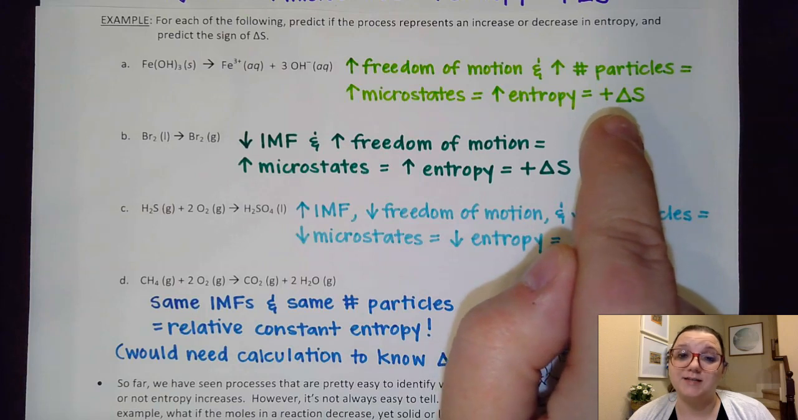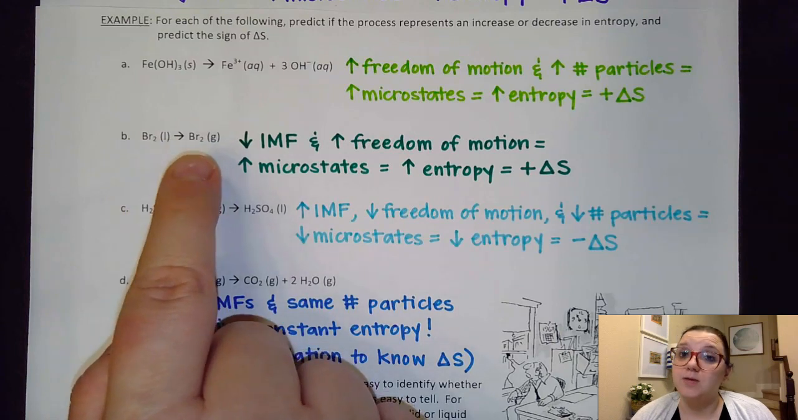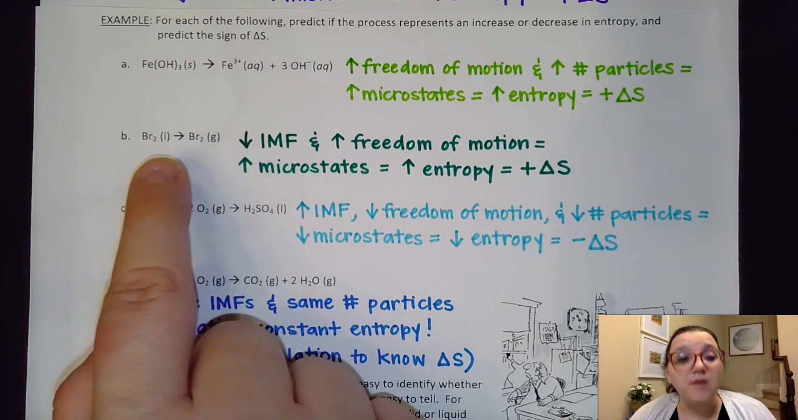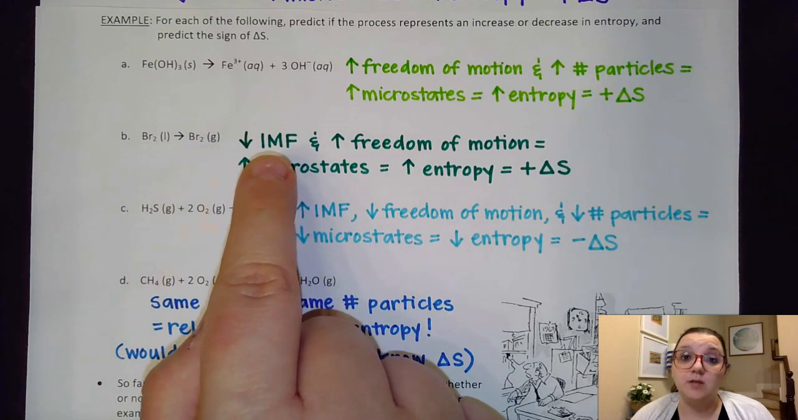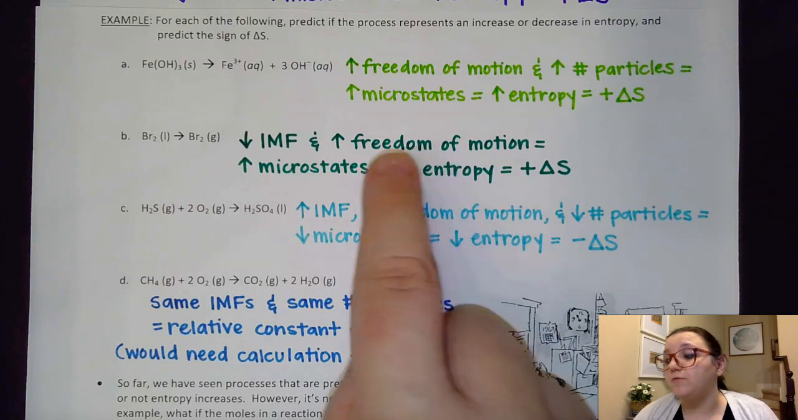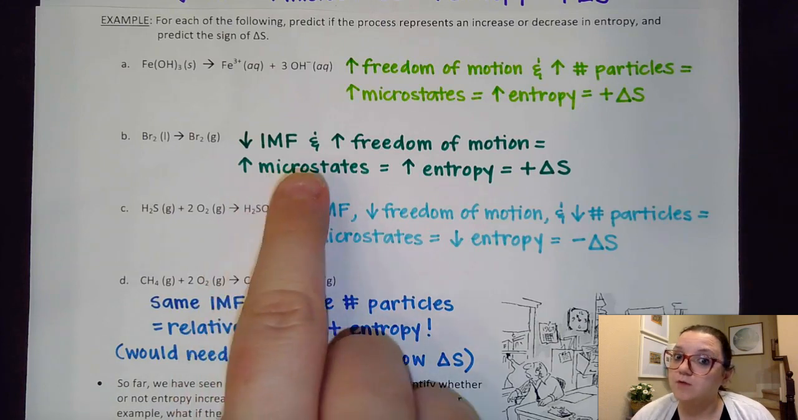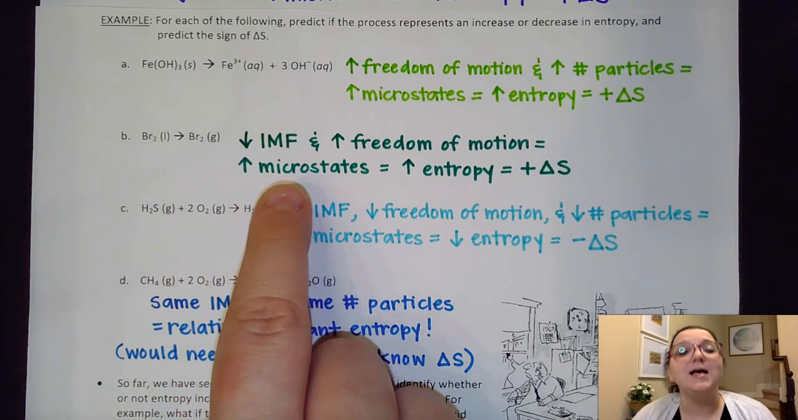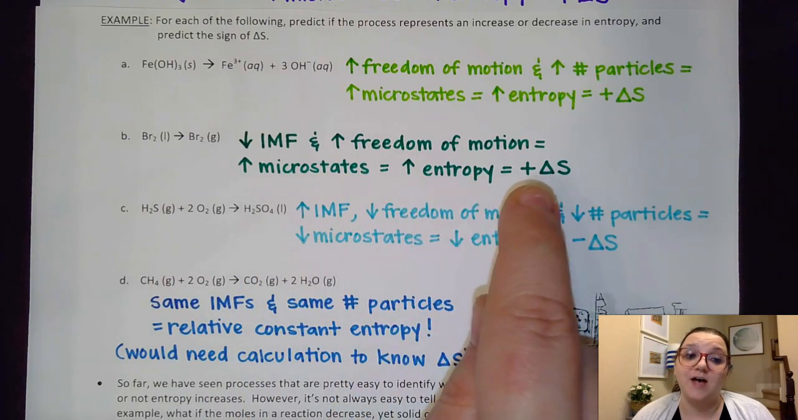So here I'm going to see an increase in entropy, and my delta S value should be positive for this process. For the next one, I have bromine as a liquid going to bromine as a gas. So in that vaporization process, I am getting a decrease in the intermolecular forces. They are getting weakened. And so I'm going to see more freedom of motion occur. So as I break those IMFs, that would increase my number of arrangements, my microstates. I should see an increase in entropy, and we should have a positive delta S value.